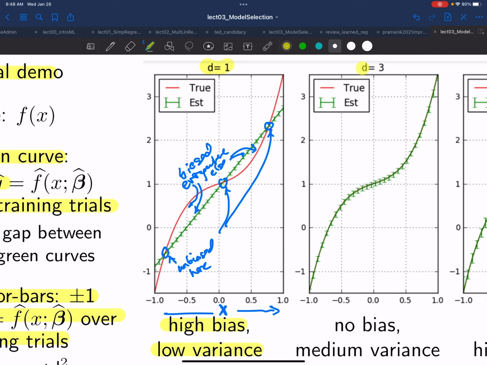Let's look at another case. What if I choose d equals 3, and remember d equals 3 happens to be the true model order. And now I redo this. I do 100 experiments where I train my beta hats, and I'm going to get 100 different curves, but I'm going to look at the average curve, and I'm going to plot that as this solid green line. And what's cool is that you see that the average matches the truth exactly. So this shows we have no bias. So it's doing the right thing on average.